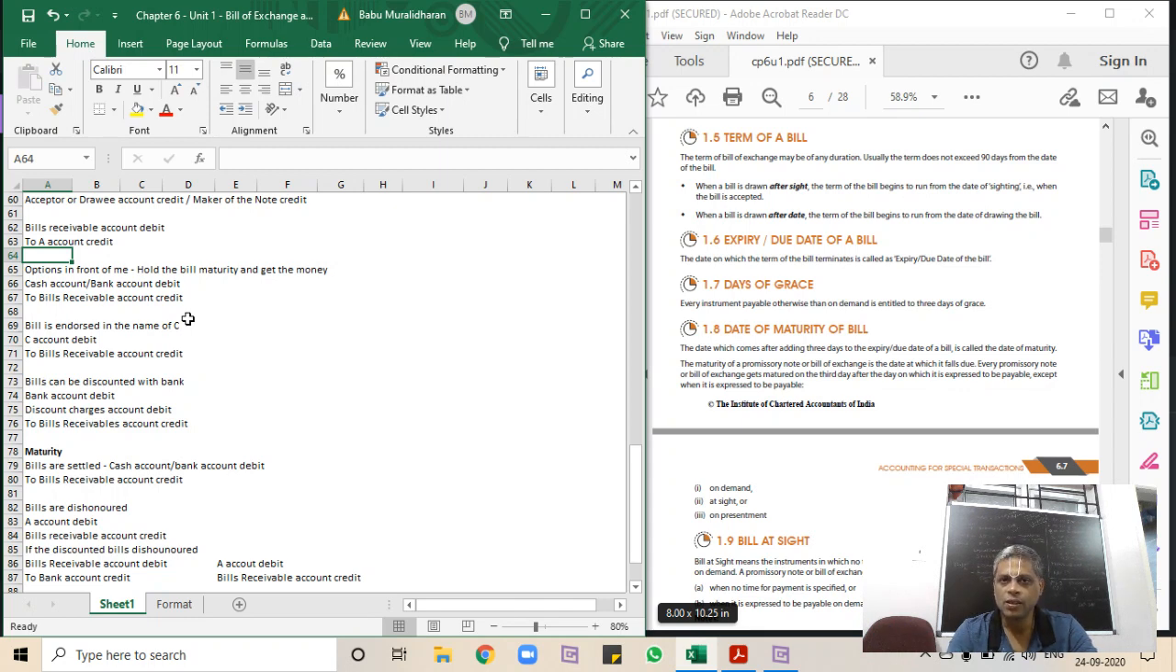When the check is dishonored, then it is bills receivable account debit again to the bank account where you have to make the payment, and then transfer it to the creditors account, right? Debtors account debit to bills receivable account credit. So that's how we process the sequence of entries. We process and close it.